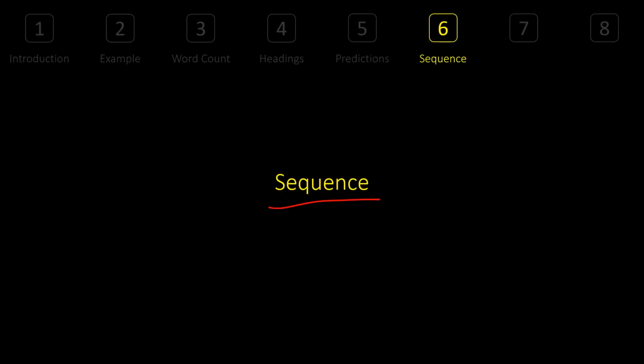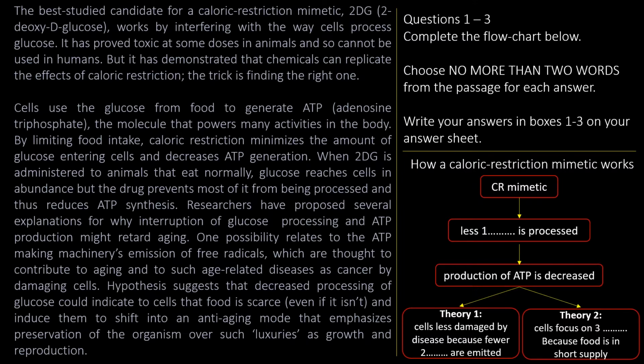Now next comes sequence, very important and helps you a lot, again, same as prediction. Now what is the sequence? When you look at the question and look at the passage, the sequence of the question is always maintained as compared to the passage. What I mean by maintained is, they have mentioned CR mimetic here. If you look carefully here, less is produced, something which is produced less in quantity. Definitely my answer won't be before this, it has to be after that.